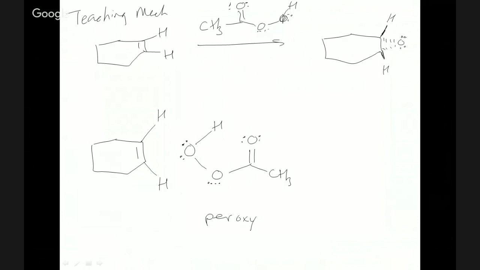Peroxy acid. So instead of acetic acid, it's peroxyacetic acid. It's got an extra oxygen. And this oxygen is what's going to get transferred. I'm going to shade that one. That's what's going to get transferred. And I'm going to show you how this is done.